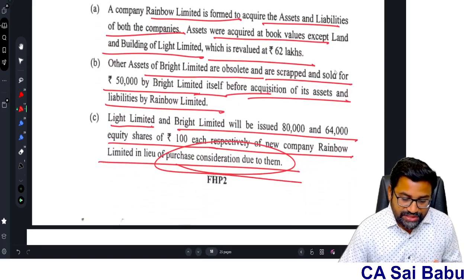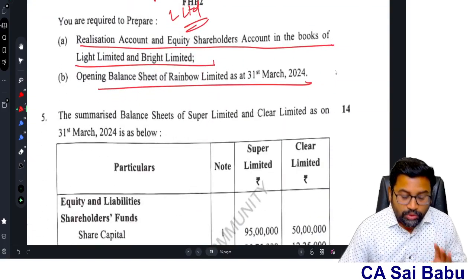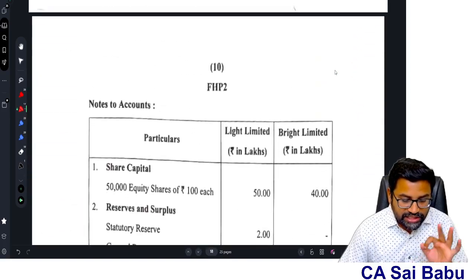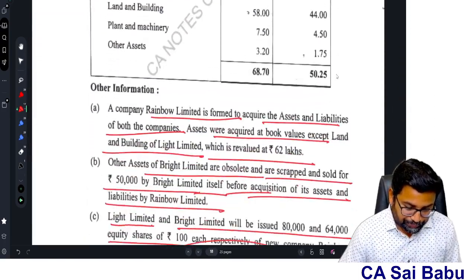But here purchase consideration is given in the form of shares. So let's see. The question is very similar, sir. It is not a difficult question. If you start it, I think you can easily solve this question also.